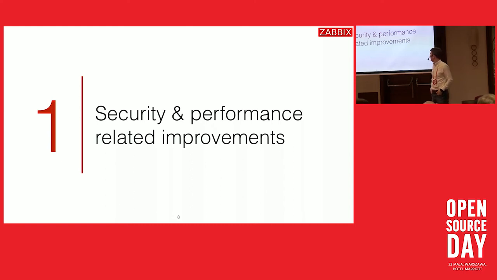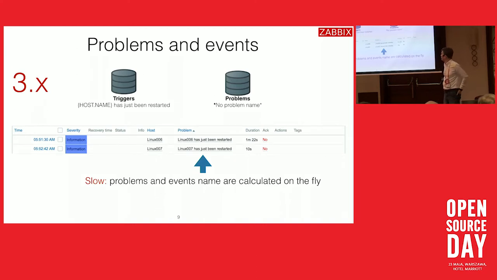But now let's talk about improvements we make in Zabbix 4.0. One area of improvements is related to security and performance. Actually, we improved the performance of problem processing quite significantly. In Zabbix 3.x, you may have a trigger like "hostname has just been restarted", and hostname afterwards would be replaced with some actual hostname. Then when Zabbix displayed the problems under Monitoring, Problems, or in a dashboard, it should replace all macros with real values. And it actually caused a little bit of a performance hit.